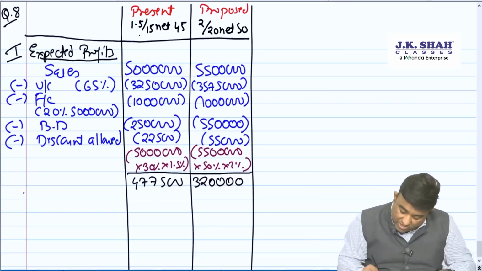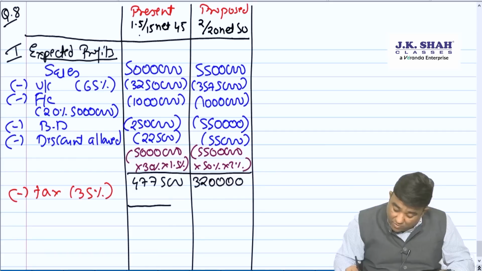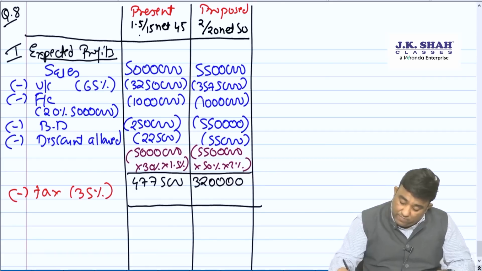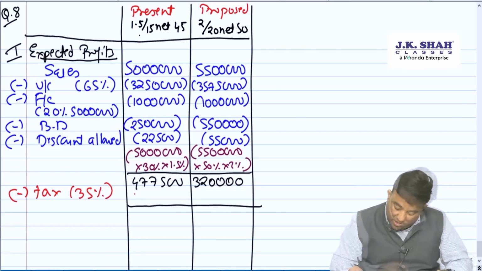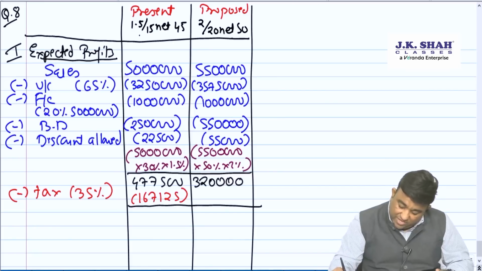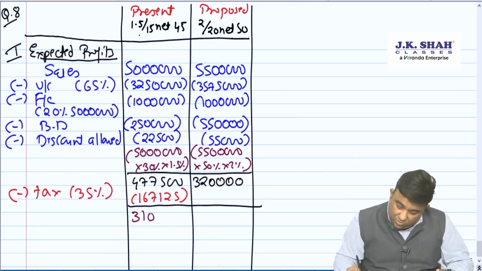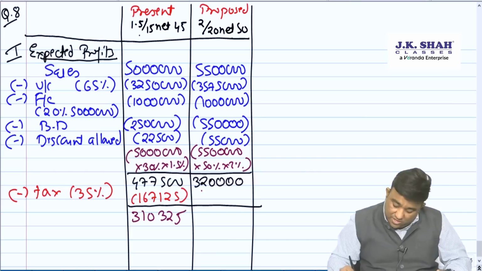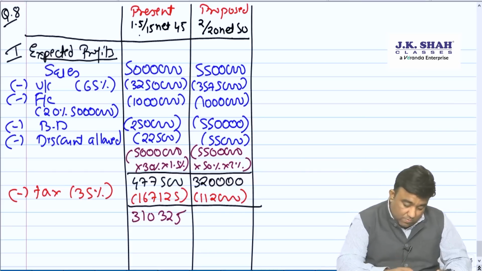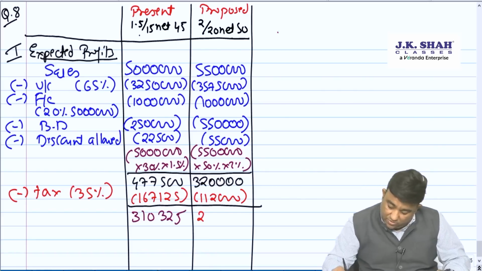Student, this is the profit to be earned from the debtors on which we need to pay 35% tax. So it is going to be 477,500 into 0.3, that is 30% is 167,125, and my profit thereafter will be 310,325. In the next proposal, 320 into 35% is 112,000, minus, gives you 320 into 65%, thereafter 2,08,000.